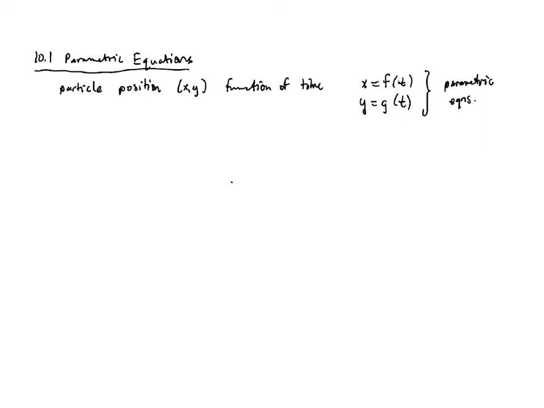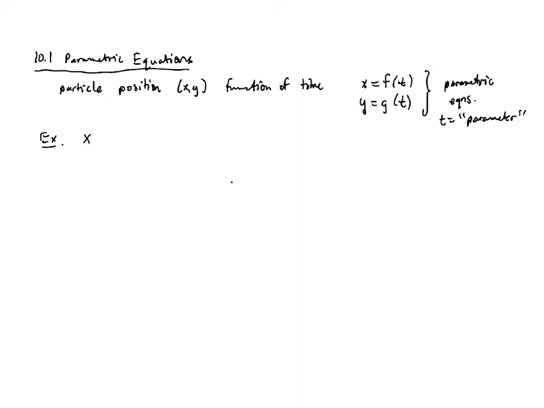The word parametric comes from the word parameter, which in this case t is what's called the parameter. And we talk about parametrizing curves by parametric equations. One of the most fundamental examples of this is the following.